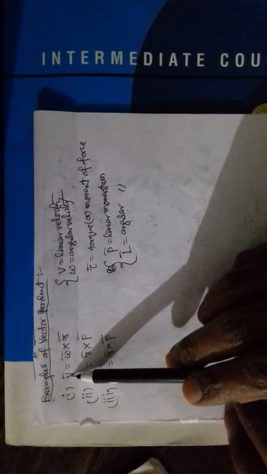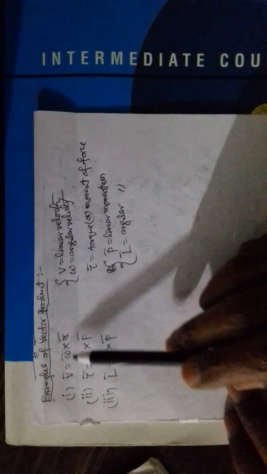Now let us consider some examples of vector product. v is equal to omega cross r. v is linear velocity, omega is angular velocity. Similarly, torque is equal to r cross F. L is equal to r cross p. p is linear momentum and L is angular momentum. So these are some of the examples.